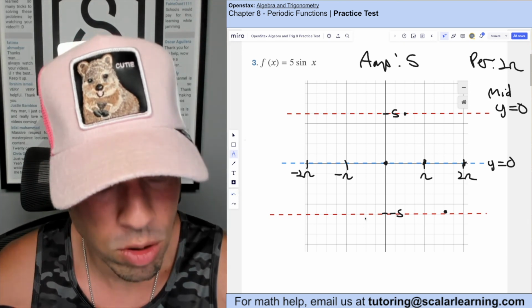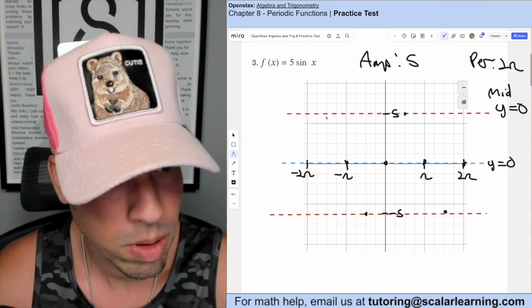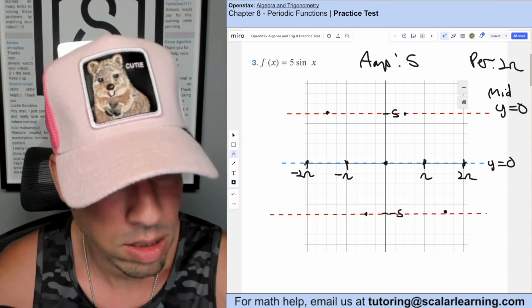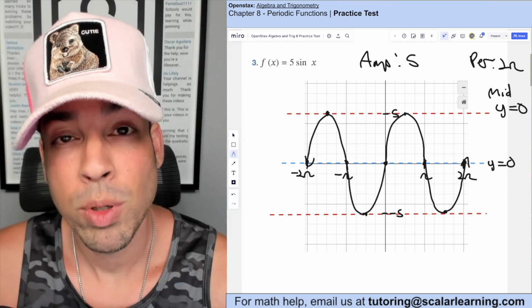And then going to the left, we do the opposite. We go down, up, and then down. Now let's connect the dots. And that's how you do it, boom, done.